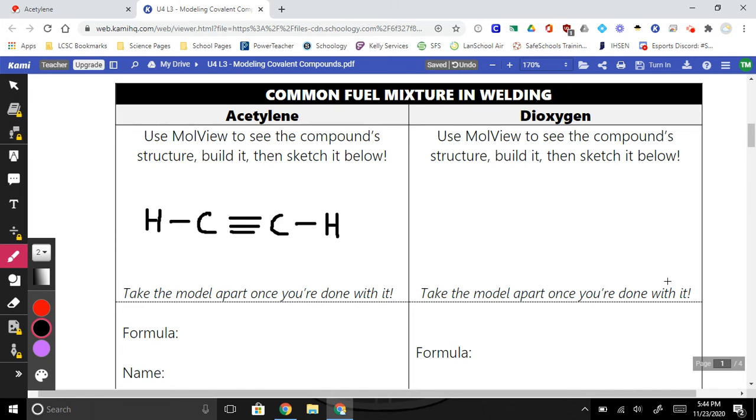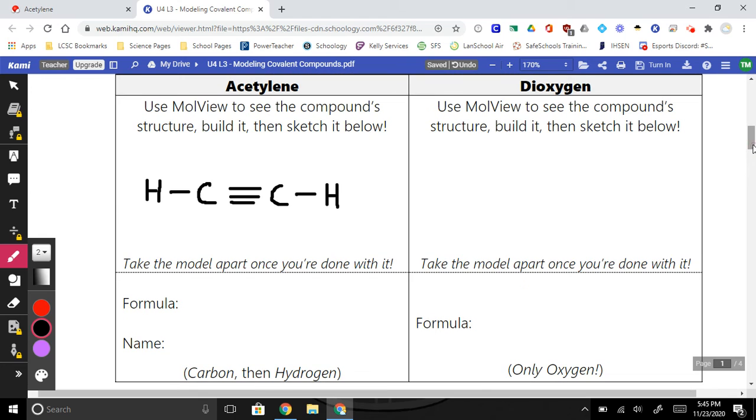Okay, let's see. My formula and my name come next, or at least the chemical's formula and name. So for the formula and for the name, I'm going to do carbon first, then hydrogen. I'm going to try and leave hints like this when I can, so we can get practice with the common way that you would see the formula or name. But again, I wouldn't count it technically wrong if you did hydrogen first and then carbon. It would still depict the same atoms. It would still have the same composition.